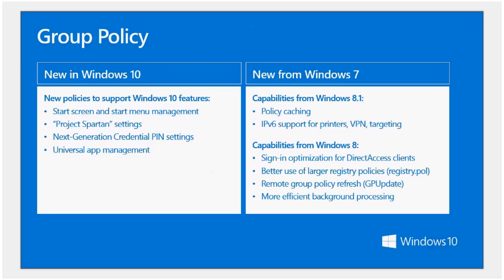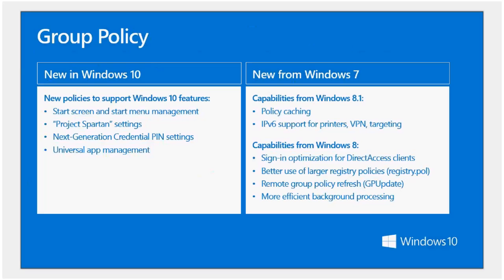policy controls. Since most of our customers, though, are coming from Windows 7, what you'll also see are enhancements that were introduced in Windows 8 and Windows 8.1. So you haven't yet experienced these if you're still running Windows 7. So Windows 10 picks up all of those pieces as well, such as improved policy caching.